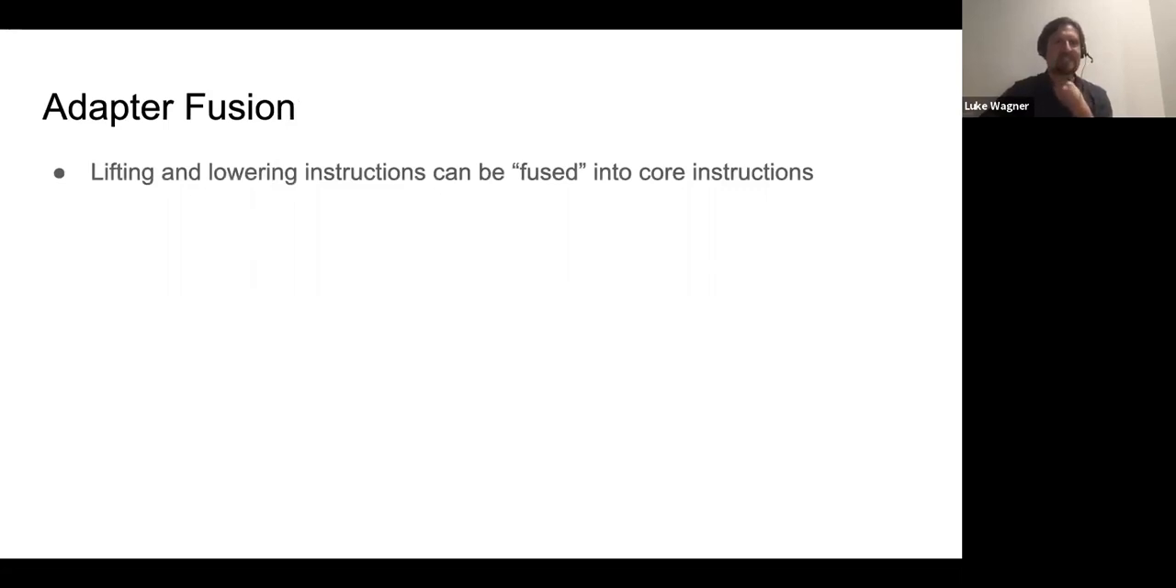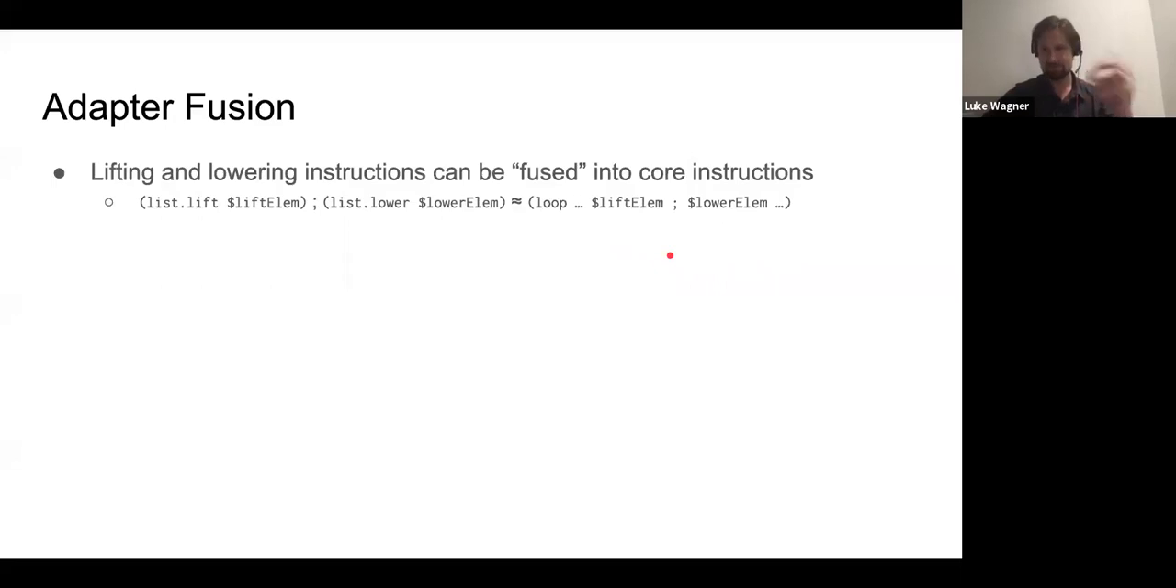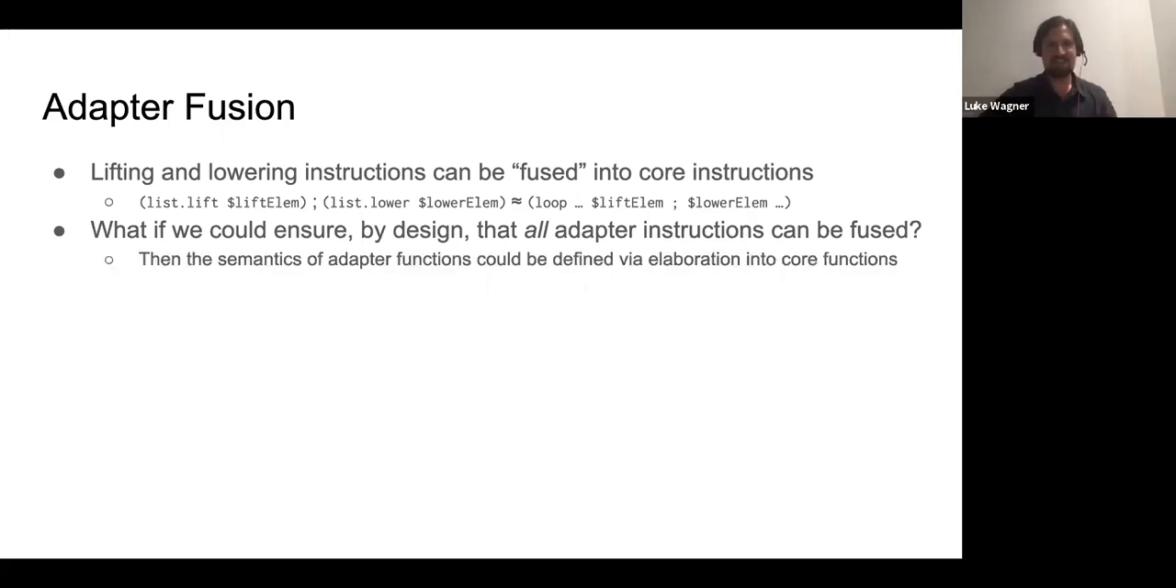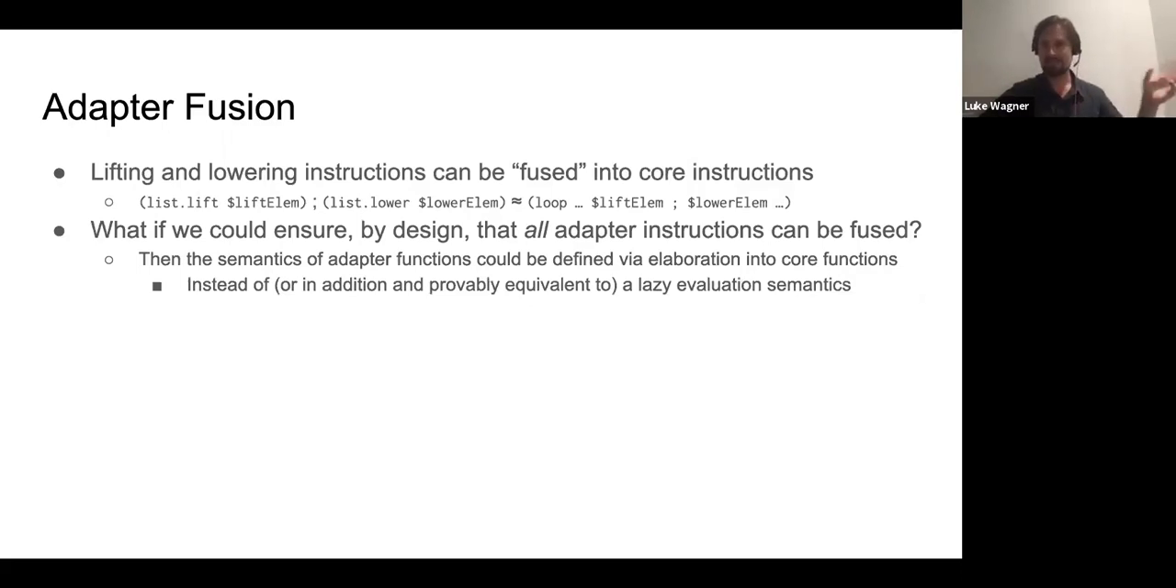So an observation is when you know the lifting and lowering instruction and you know that they flow together, you can fuse them into pure core instructions. So if I have a list.lift that flows into a list.lower, you can translate that faithfully into a loop that contains as its body these lift elem and lower elem functions themselves fused together recursively. So the question is, what if we could ensure by design that all the adapter instructions can be fused always? Then the semantics of the adapter functions could be defined by just elaborating them into core functions instead of, or in addition, provably equivalent to the lazy evaluation semantics.